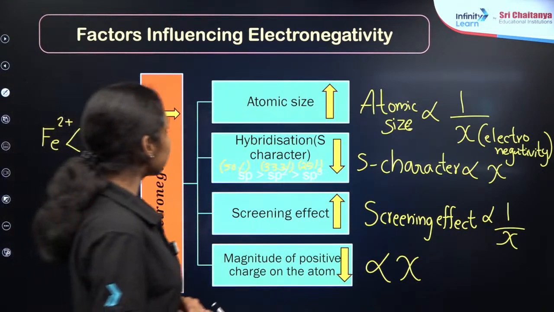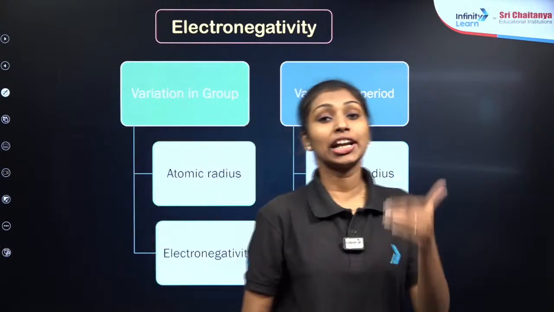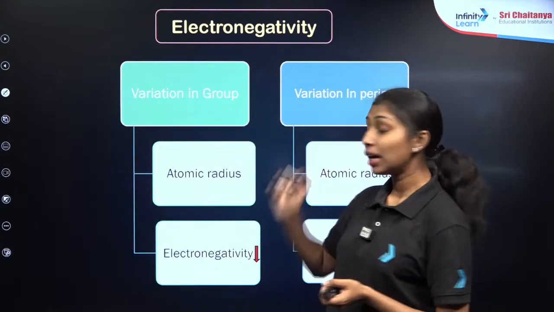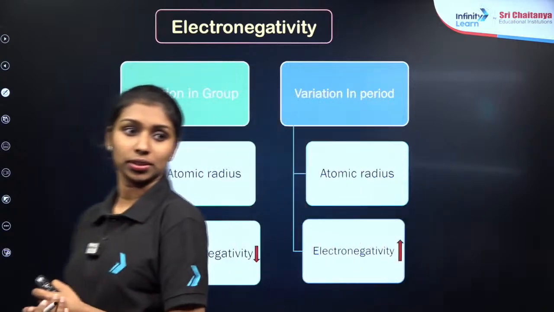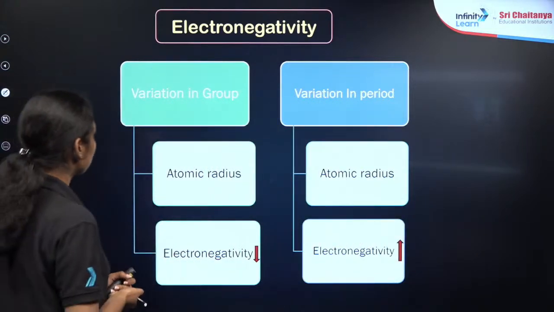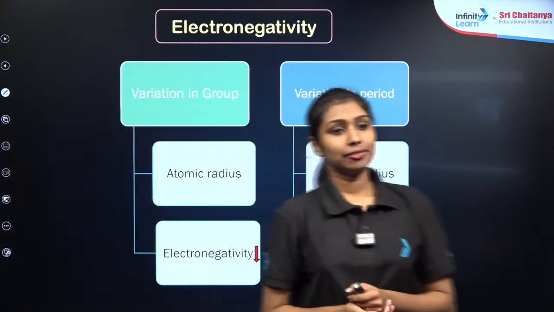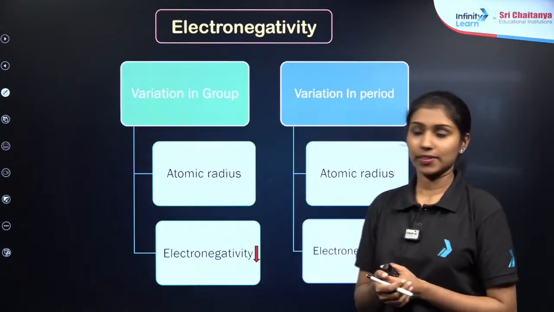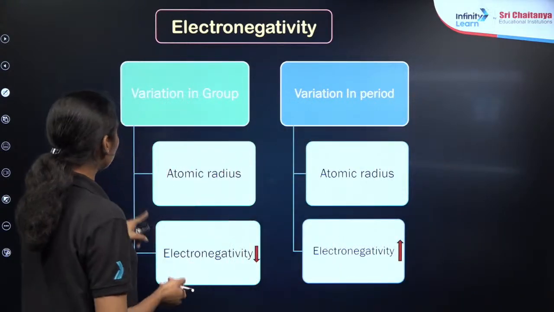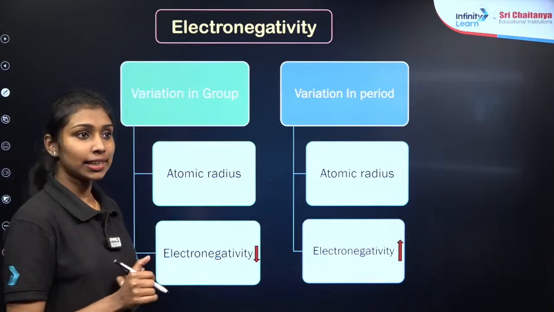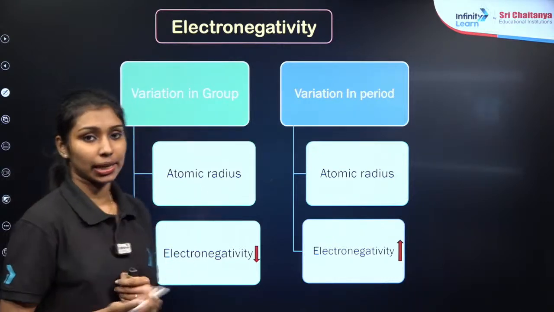Now let us move to the general trend in the periodic table. What will happen to the electronegativity whenever we move from top to bottom in a group as well as left to right in a period? We will be discussing along with the atomic radius, right? Whenever we move from top to bottom in a group, what will happen to the atomic radius? Whether it is decreasing or increasing.